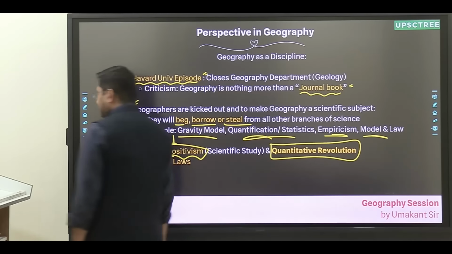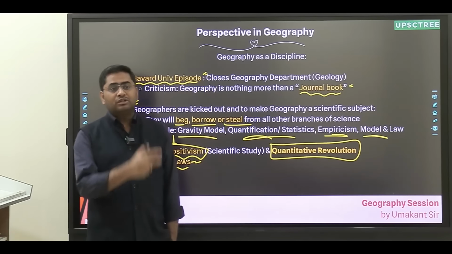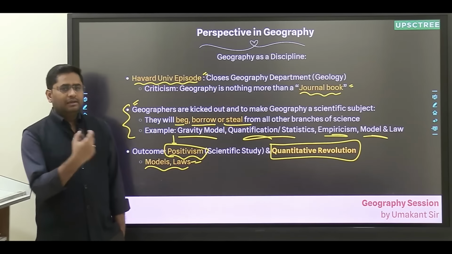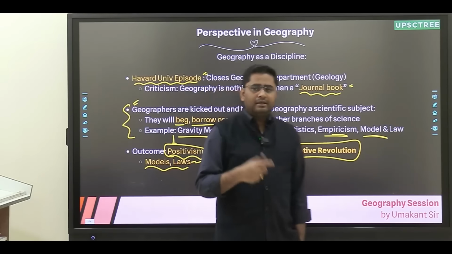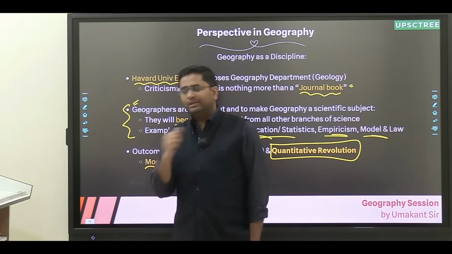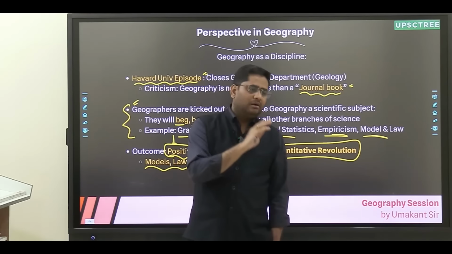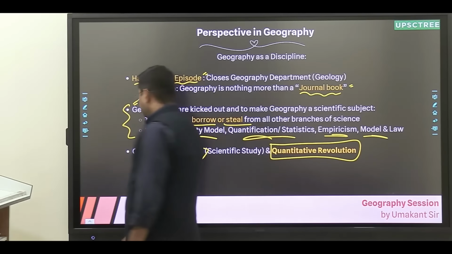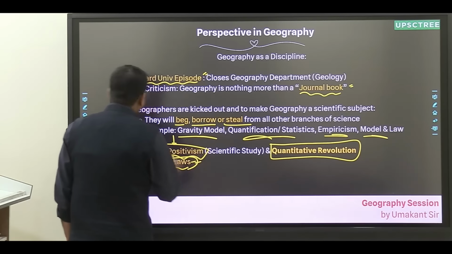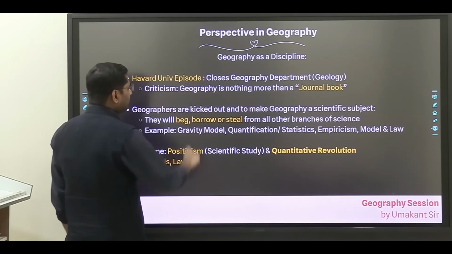When there will be quantitative revolution, geography में what we'll see that geographers will focus on creating models, creating laws, creating theories, hypotheses, testing, falsifying. See, a theory can be, we can do two things. When there is a theory or a hypothesis or law, we can verify it or falsify it. Okay, so they will create a lot of that to make geography a scientific discipline. So this will give rise to that quantitative revolution.